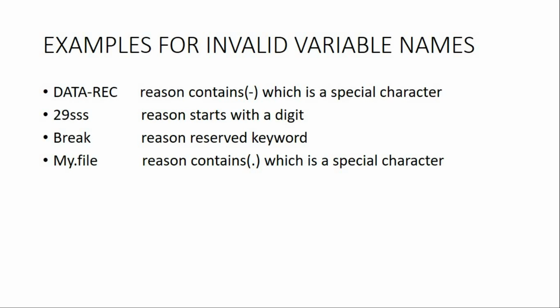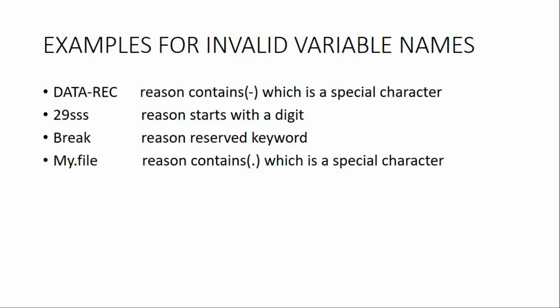So that is not part of A to Z in caps or small. It's not a number and it's not an underscore. So that is an illegal data name. The second one starts with a digit. So the rule is you can use digits, but you cannot start a variable name with a digit. That's a preset rule. It's a ground rule for C++.